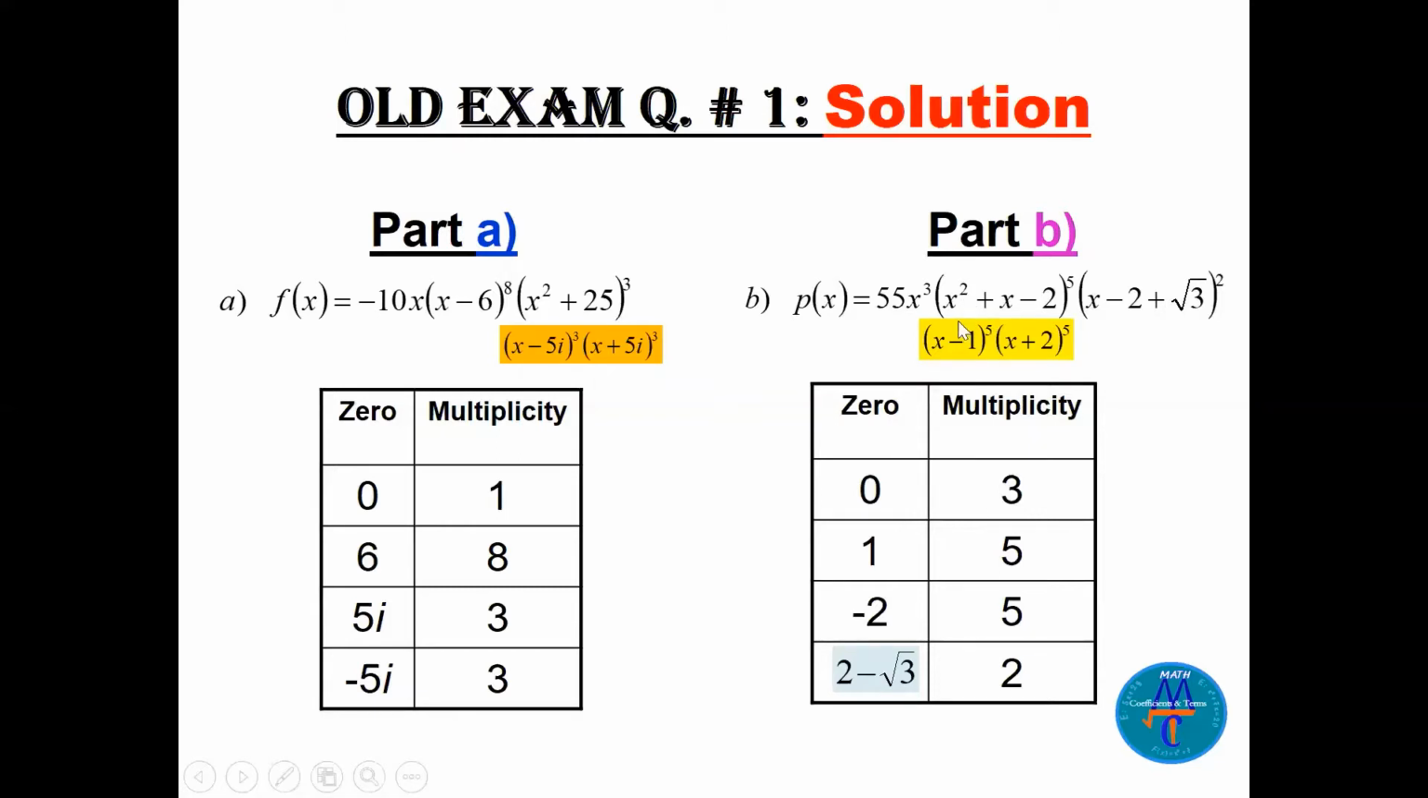Here we factor x minus 1, x plus 2, each one to the power 5. So 1 and minus 2 have multiplicity 5. And here, we take this one equal to 0, it becomes 2 minus square root of 3, repeated 2 times.